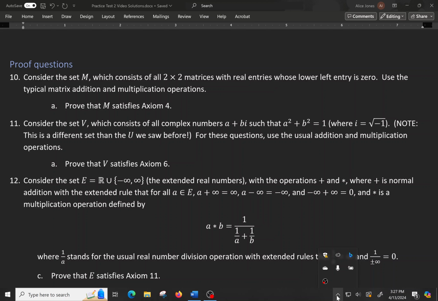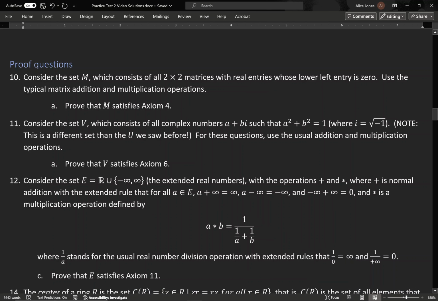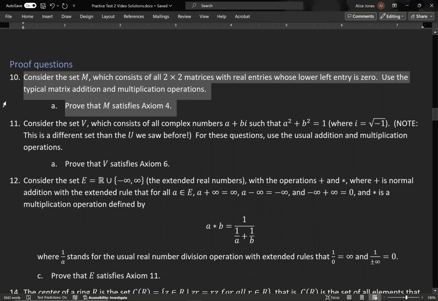Hello everyone, in this video I'm going to go over some of the proof questions from practice test 2. So let's go ahead and look at number 10. We're just going to do part A.